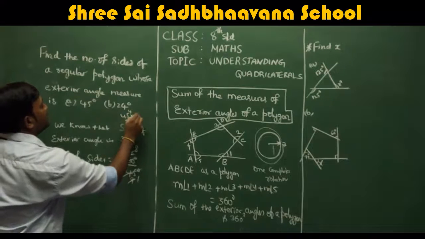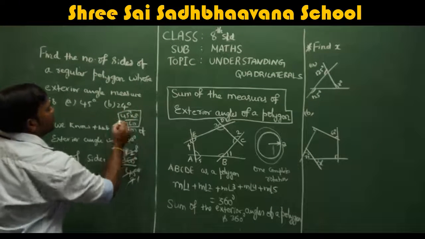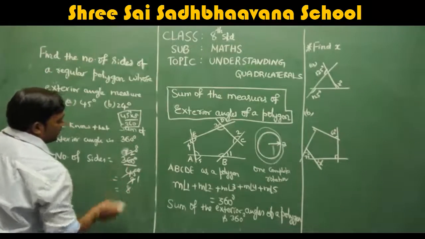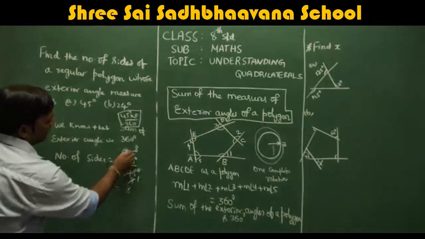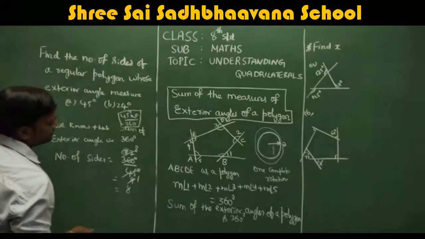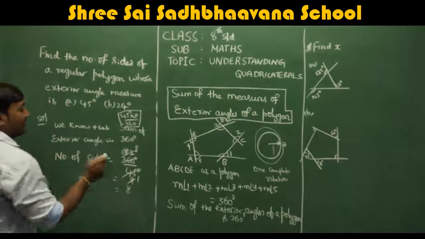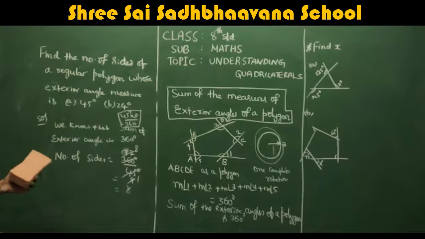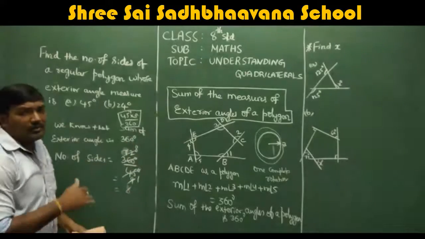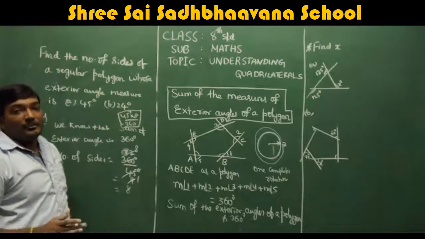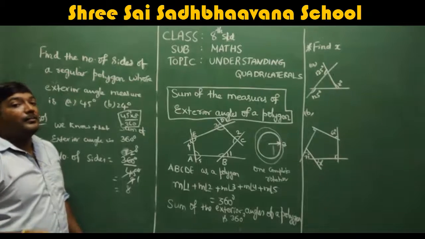8 fives are 40, 8 fours are 32, plus 4 is 36. So you get 360 by directly doing it with 45 also. Or if you feel that it's difficult, you go with 5 nines are 45, and it will be 8. So how many sides will be there? 8 sides will be there. Each exterior angle is 45 degrees. Remember, it means it's a regular polygon. For a regular polygon, all exterior angles are equal, and their sum is 360.